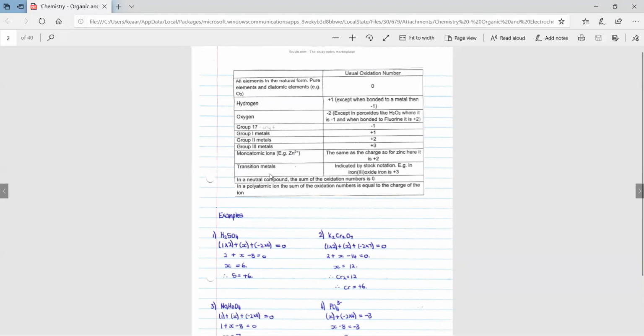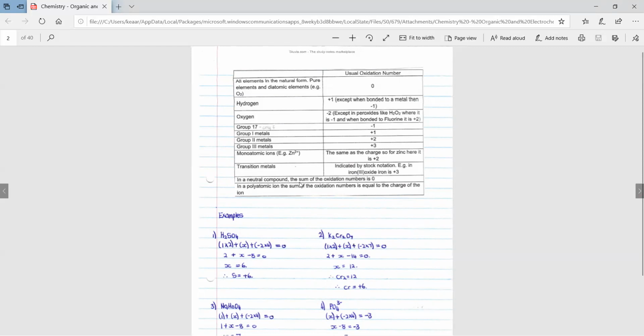Then we move on to transition metals. This is indicated by the stock notation. Stock notation is when you have these brackets after a metal and it has a Roman numeral. So over here, this Roman numeral is 3, therefore its oxidation number is +3. Different metals will have different Roman numerals, and that will tell you what their oxidation number is.